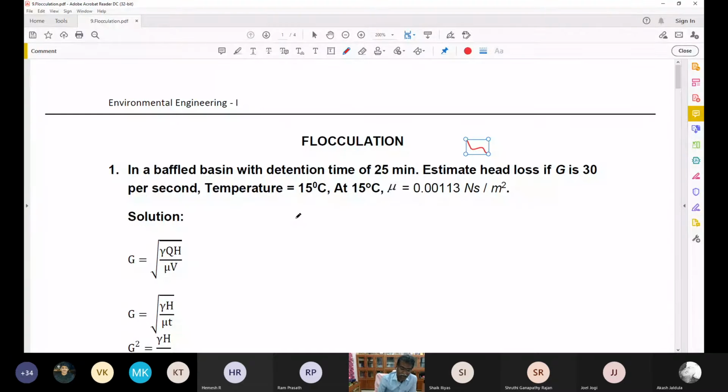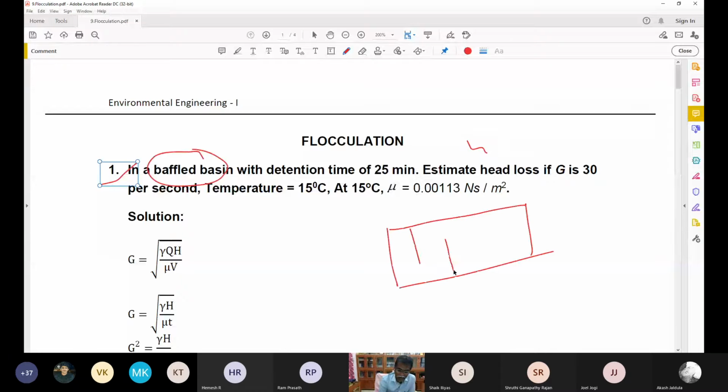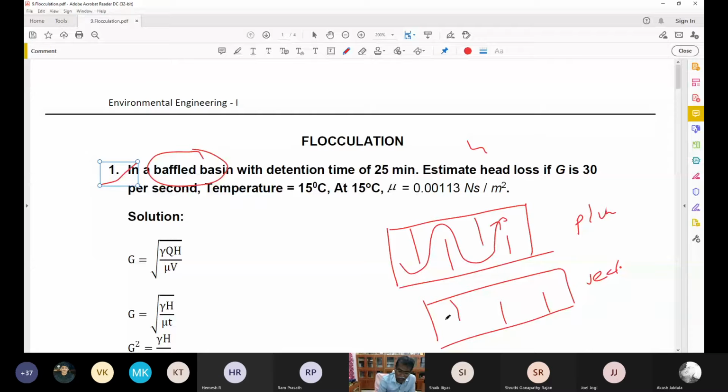We also discussed last class how to calculate the velocity gradient in baffled basins and how to calculate the power requirement in the case of mechanical mixers by introducing some formulas. So we'll see some numerical solutions now in the class. The first problem statement is in a baffled basin, so that you could recall the basin. This could be the plan, maybe horizontal, and this is in section, moving up and down. This is about your vertical movement.